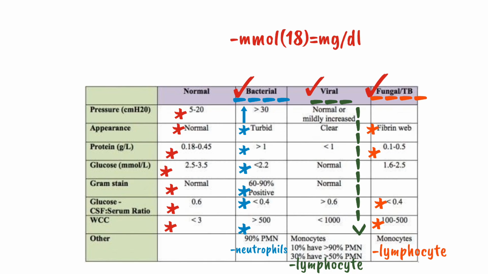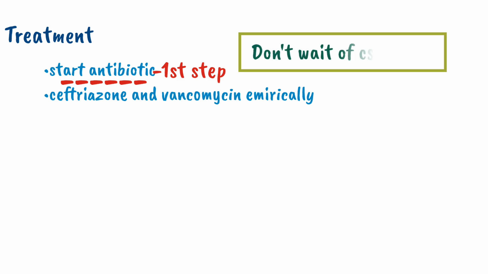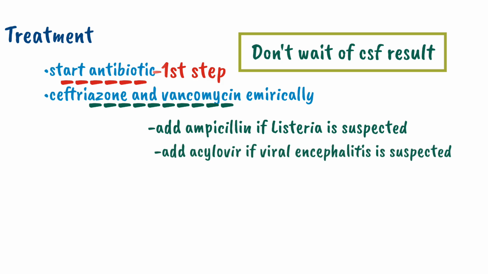Now come toward the treatment of meningitis, how we will treat a patient with meningitis. Whenever a patient presents with clinical features of meningitis, the first step in treatment is to start antibiotics immediately. Don't wait for the lumbar puncture result. The first step is to give ceftriaxone and vancomycin empirically. Add ampicillin if listeria is suspected and add acyclovir if viral encephalitis is suspected.